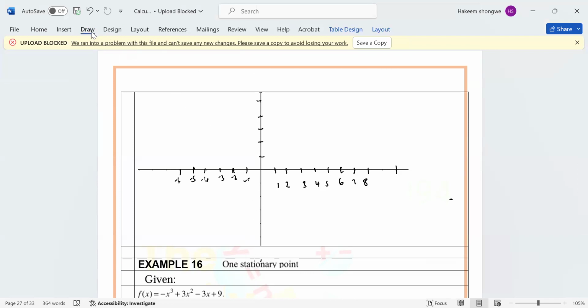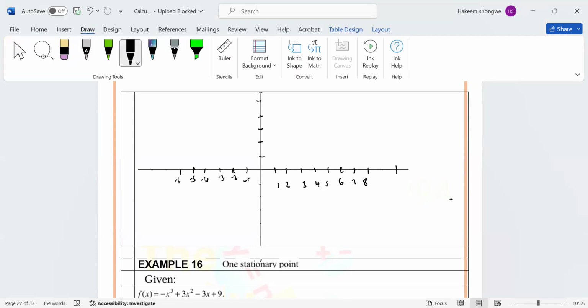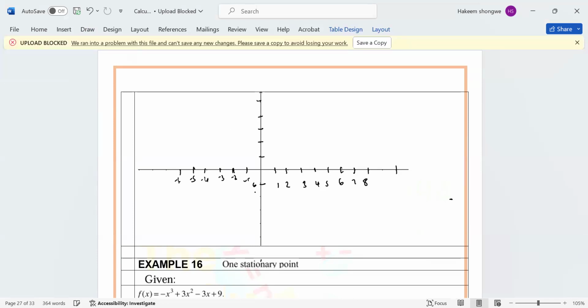Okay, based on what we have here, I should use 6. So we have 6, minus 12, minus 18, minus 24, minus 30, minus 36. Okay, sure. And then here we are going to have 6, 12, 18, 24. Okay, sharp.